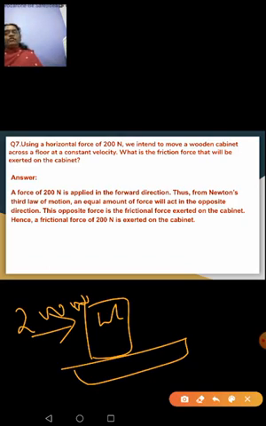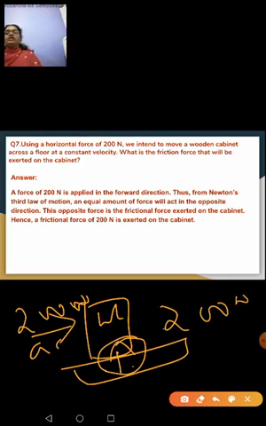You are moving it in the forward direction. This way you are applying the force. The frictional force is offered in this way. So the force offered by the floor on the wooden cabinet, which is called frictional force, is the opposite force here. This is the action force, right? So it's moving here, and the frictional force is the opposite force. So it is always equal according to Newton's third law of motion. So this frictional force will also be equal to 200 Newton.